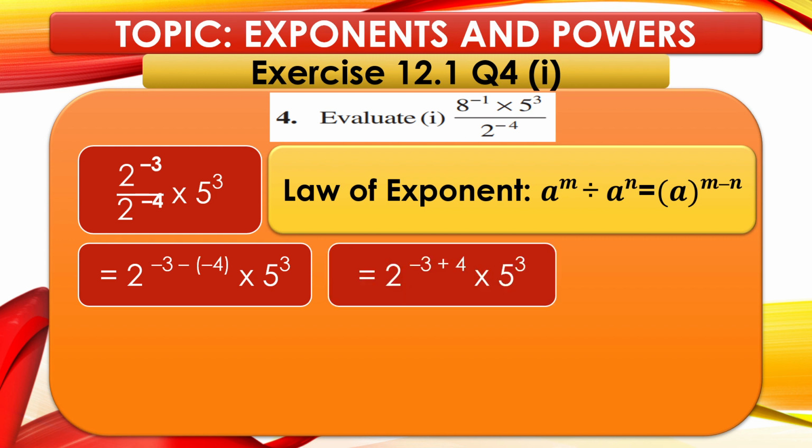Then it becomes 2 to the power of minus 3 plus 4. Minus into minus becomes plus into 5 to the power of 3, which is finally 2 to the power of 1 into 5 to the power of 3.